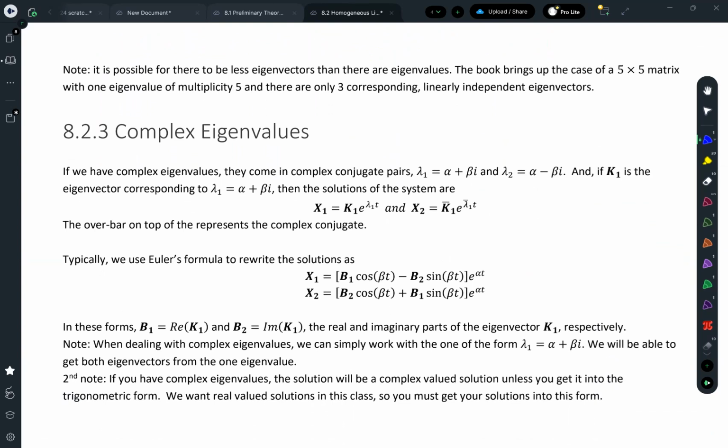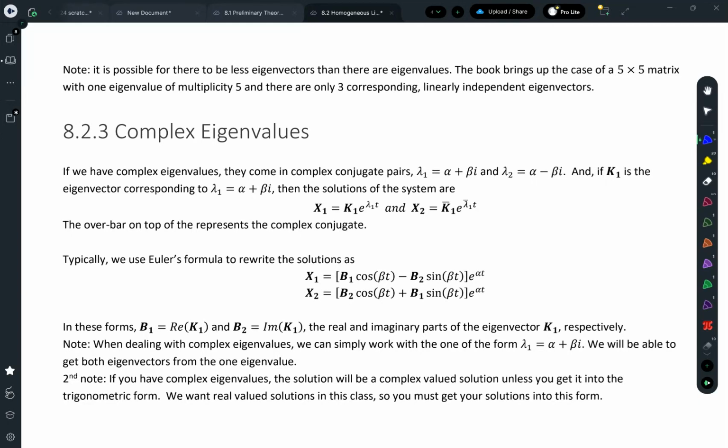Okay. If we have complex eigenvalues, they always come in complex conjugate pairs, which is really nice, and it actually speeds up our work at the same time that it slows it down. It speeds it up because we only have to do things once. It slows it down because we have to reduce systems of equations that have i's in them, complex number i's.